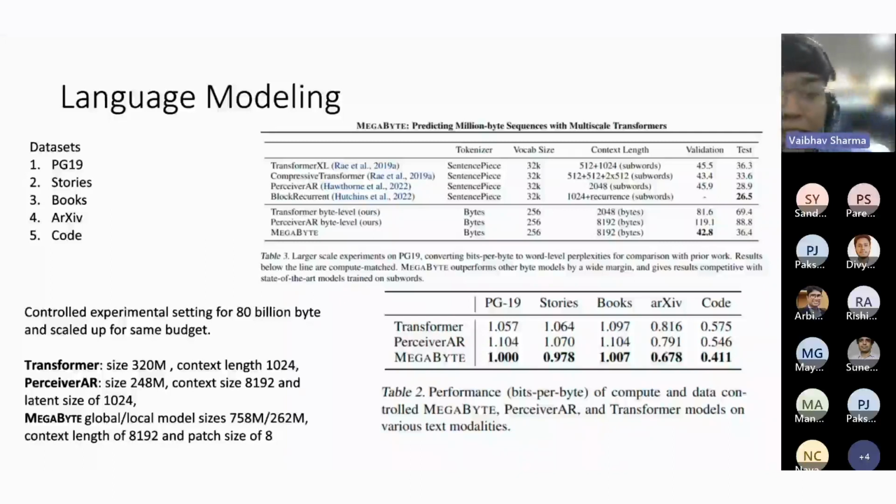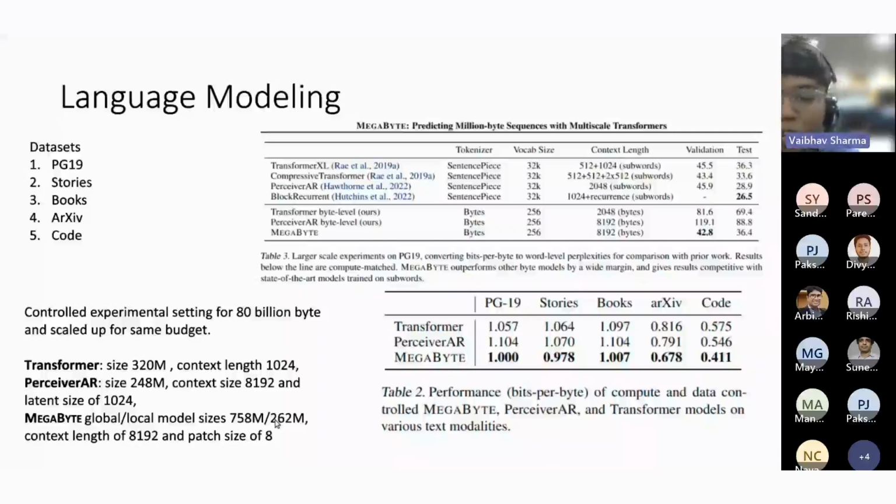So they trained their model on all these data sets, and they had this controlled experimental setting of 80 billion bytes. As I mentioned, they tried to keep the same budget compared to others. At the end they used a transformer of size 320 million with a context length of 1024, and Perceiver AR at 248 million with a context size of 8192. They tried to make the comparison fair. They utilize their global model of size 758 with a local model of size 262. As you can see, the sizes differ a lot, so the Mg and Ml that we talked about earlier will also differ in a large way.